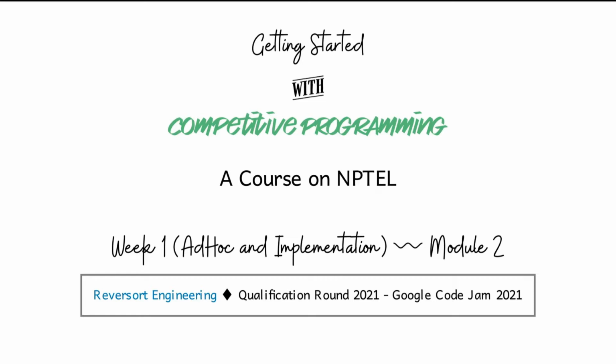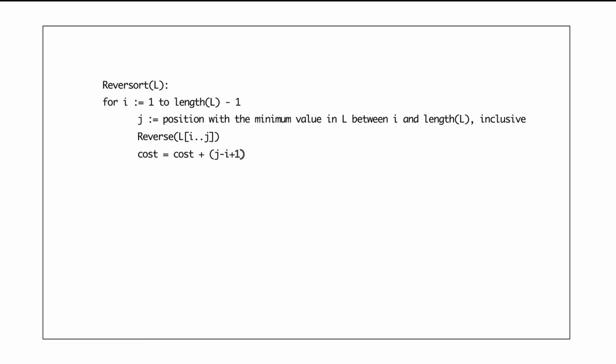Now let's get started as usual with the problem statement. In the previous problem, which was reverse sort, we were given a list of numbers as input, and our task was to calculate the cost of reverse sorting that list. Now, in this problem, our task is going to be exactly the opposite, which is to say that we are now given a cost as input, and our task is to produce a list which has that cost.